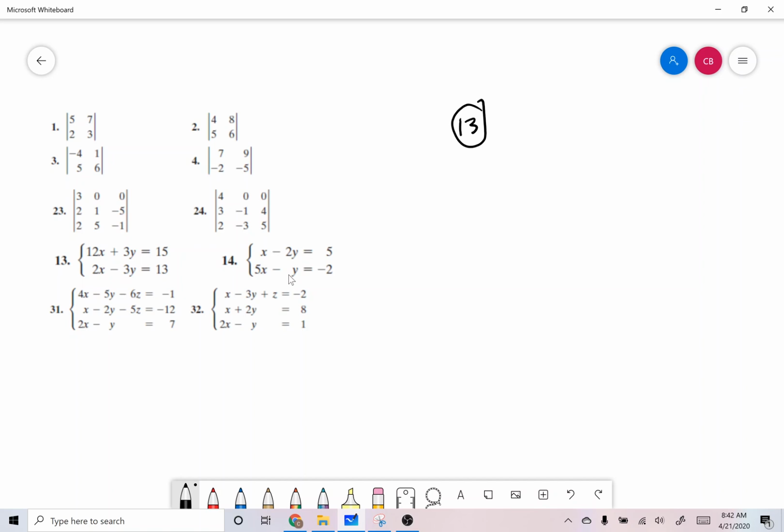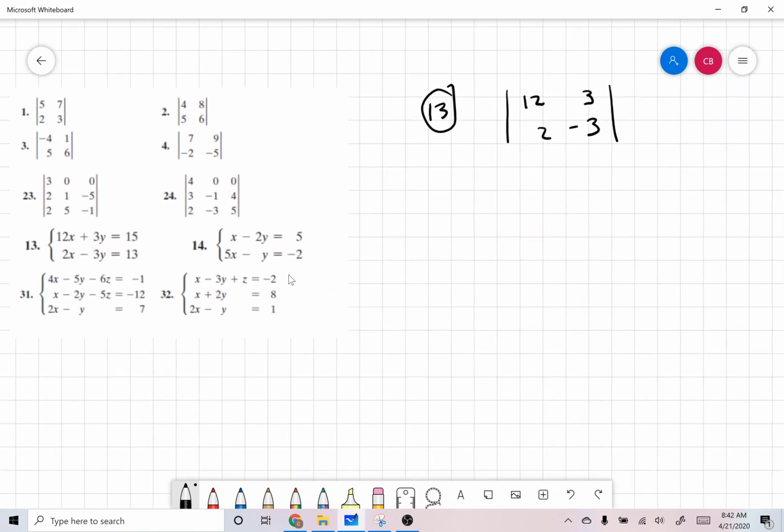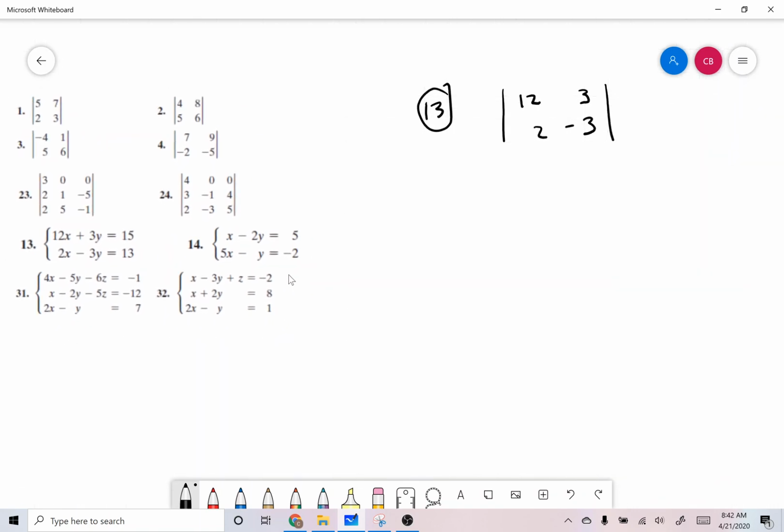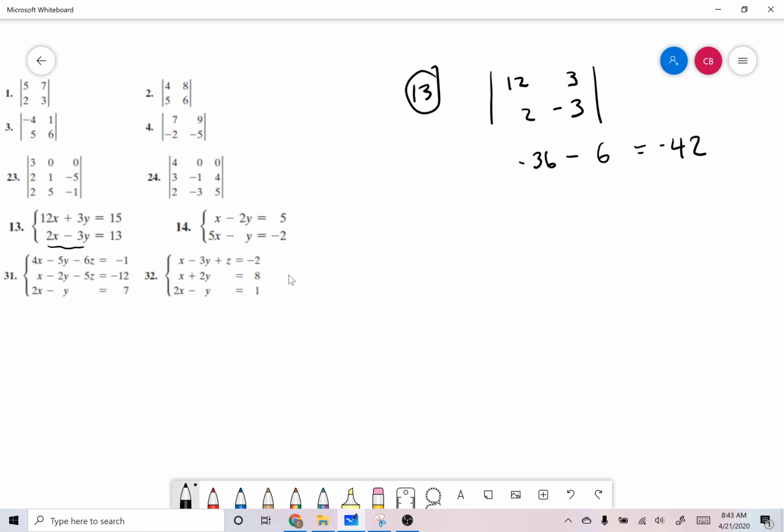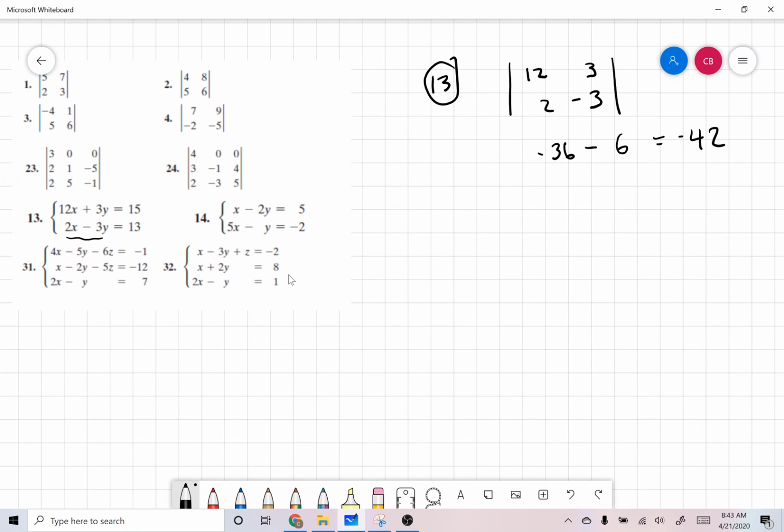So what this tells us is if we take the determinant of the coefficient matrix, which would be the 12, 3, -3, and 2. So I'm looking at 13. That's just this stuff. This is the coefficient matrix. This is 12 times 2, minus 3 times -3... that is, 12 times 3, -3, which is -36, minus 3 times 2, which is 6. So this is -42. That value is what we're going to divide by in the end.